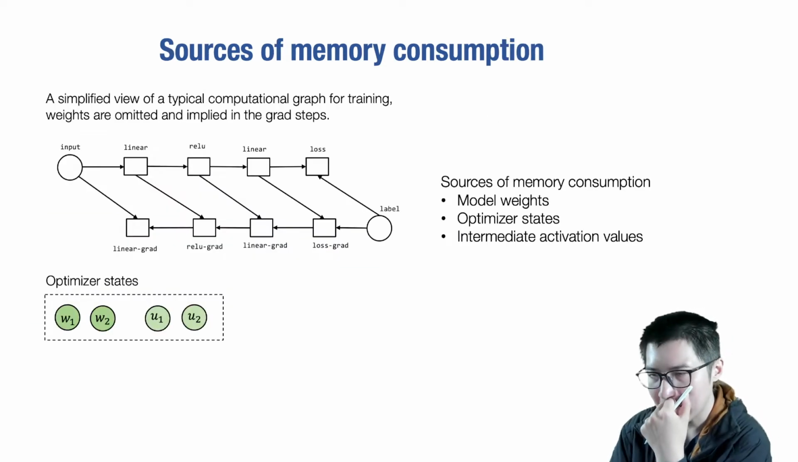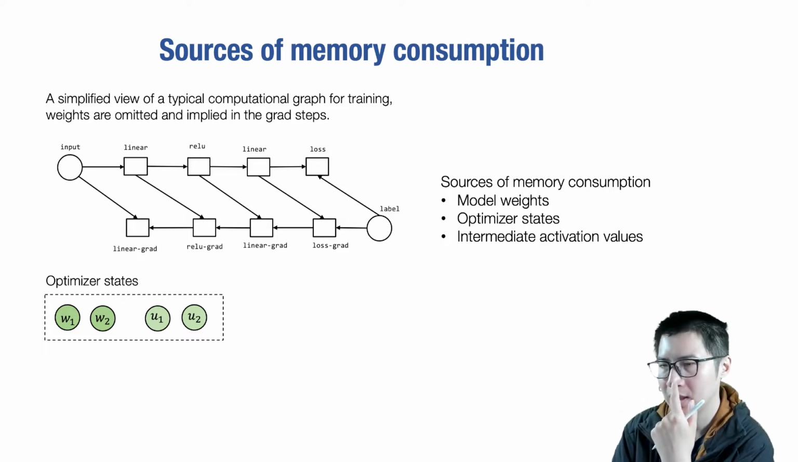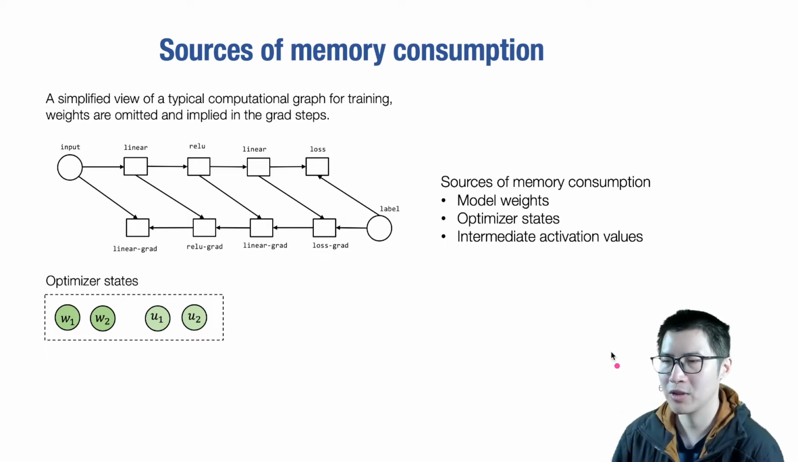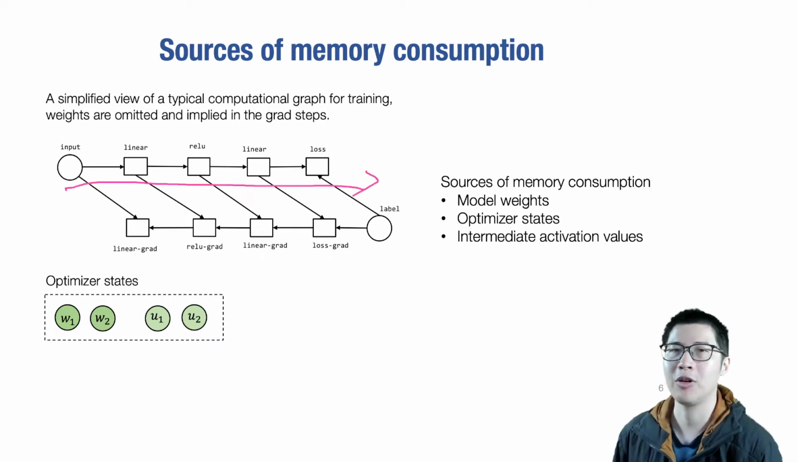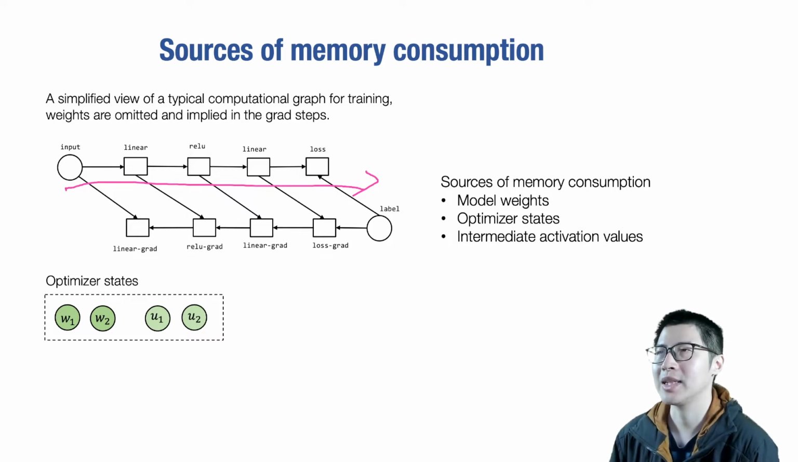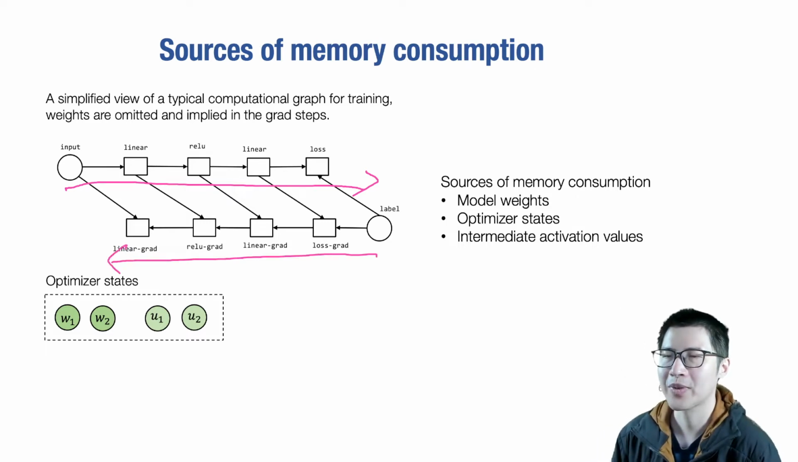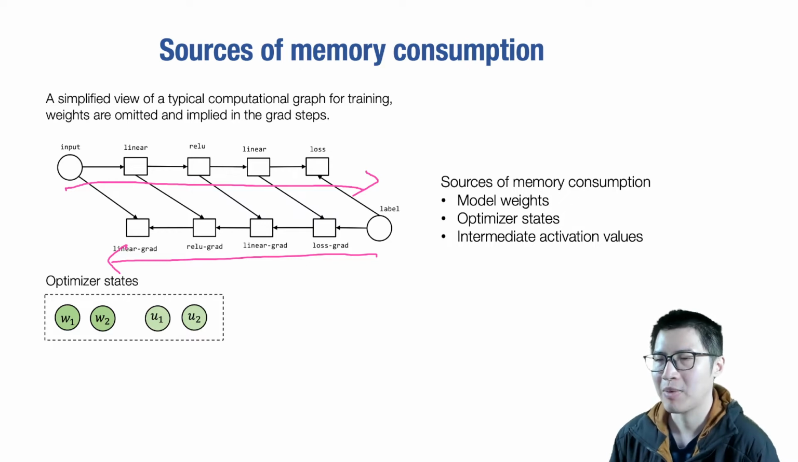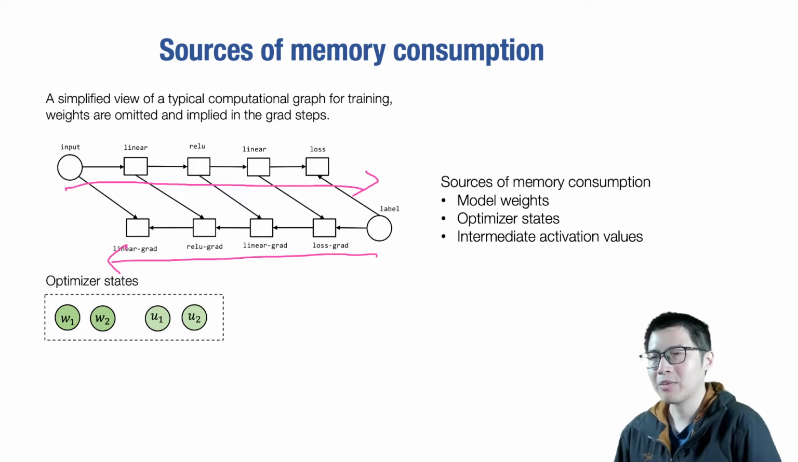So before we dive into the methods, let's first think about what are the common sources of memory consumption that we can have. I'm going to use a simplified view of computational graph training. Here is effectively the forward pass that takes in your input and applies different stages of operations, and finally gives you a loss function. And here is a gradient path that takes in your label and incrementally applies some operations and then effectively gives your input. And there are multiple sources of memory consumption in here.